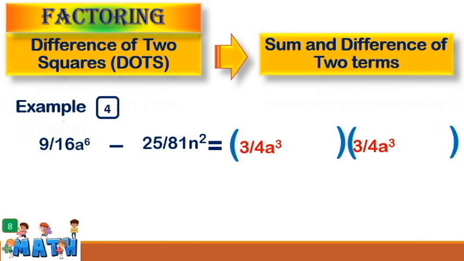Next, we're going to get the square root of 25 over 81 n squared. The square root of 25 is 5, the square root of 81 is 9, the square root of n squared is n. So we have 5 over 9n, since 5 over 9n times 5 over 9n is equal to 25 over 81 n squared. So writing the answer as a sum and difference of two terms, we have the quantity 3/4 a cubed plus 5 over 9n times the quantity 3/4 a cubed minus 5 over 9n, which is the final answer.